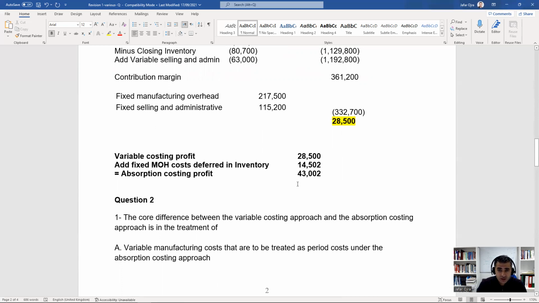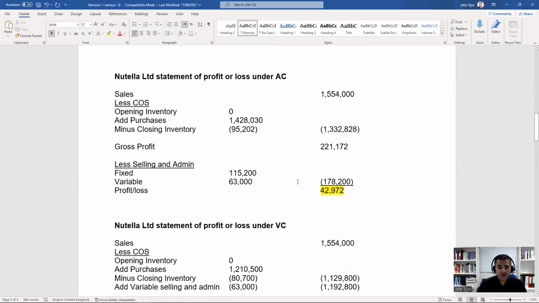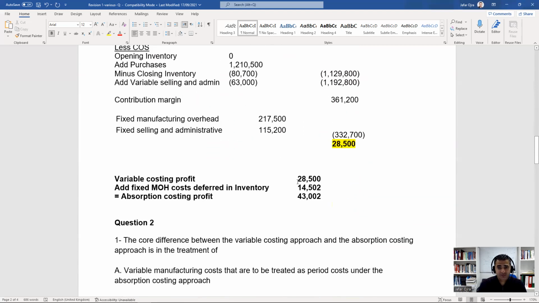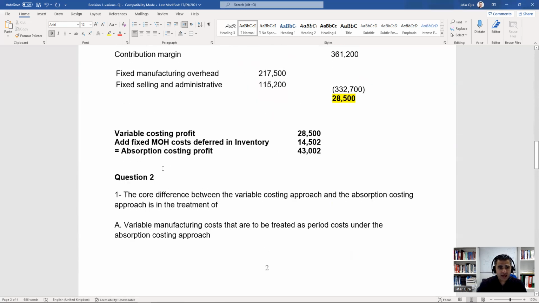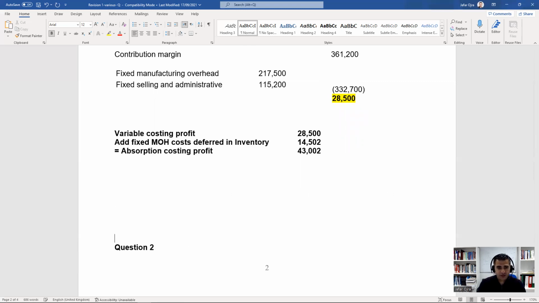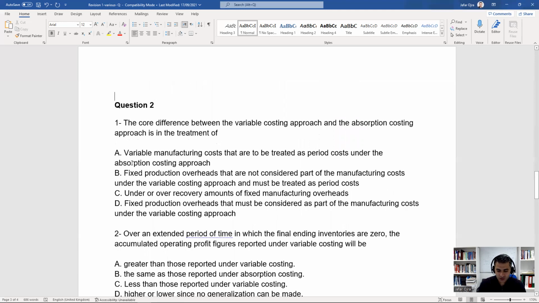Okay. So here we go. That is question number one. I hope it's understandable. I hope it's clear. And that's all really. Okay. So let's carry on with question number 2. Here we go. Let's now do question number 2.